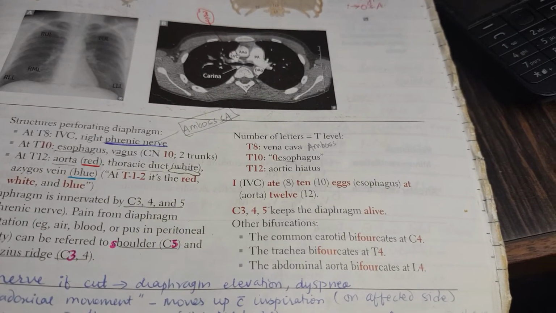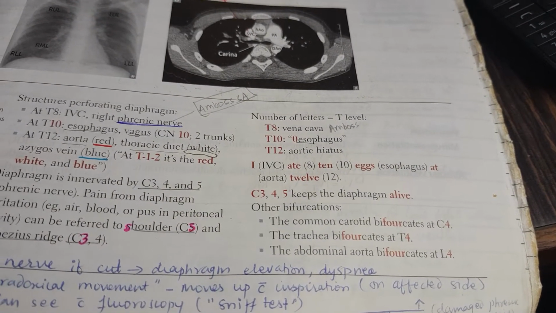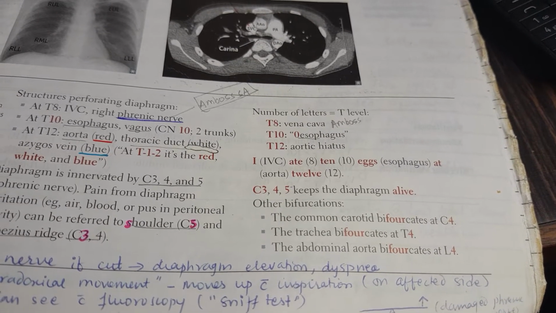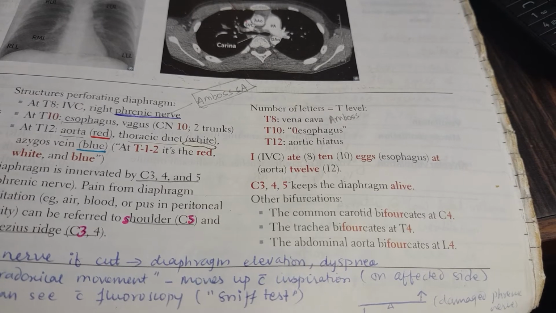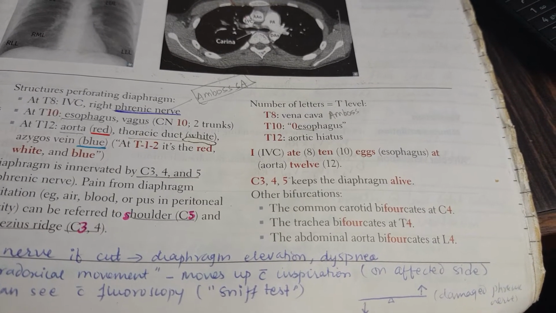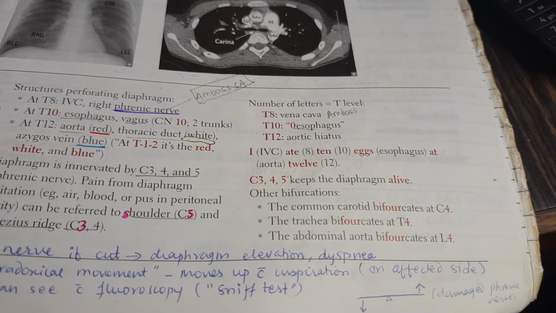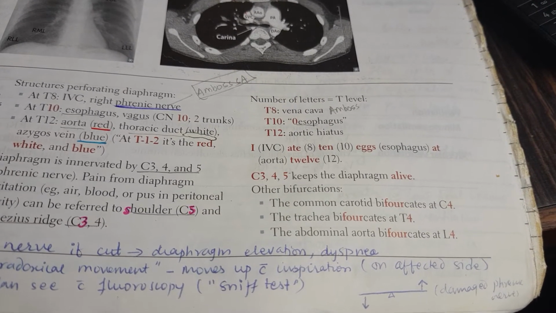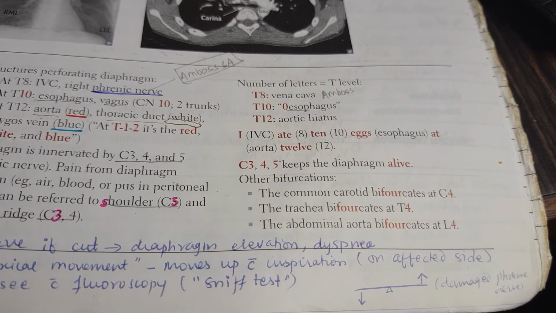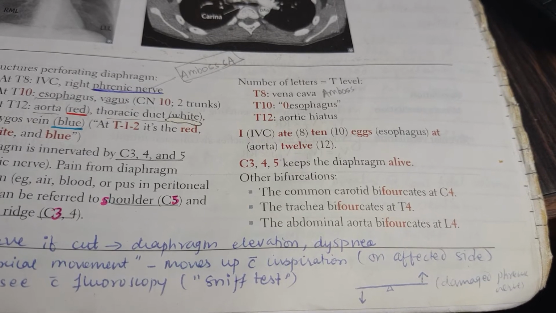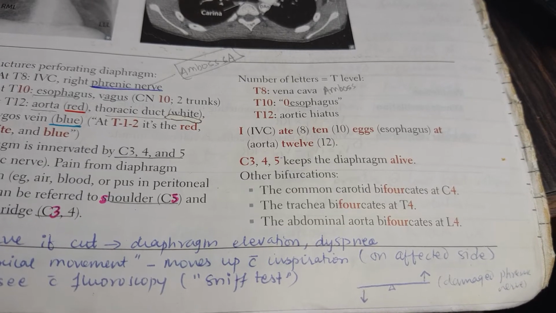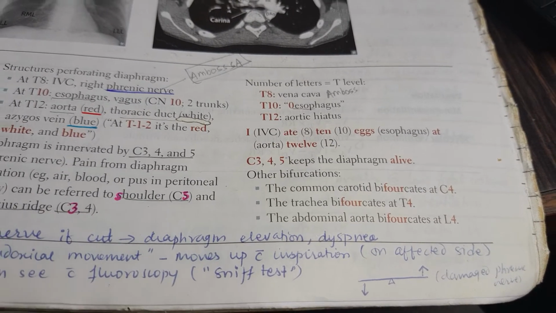They have made a mnemonic called T8 for vena cava. I don't know why they have made this mnemonic. Okay, so 8, 10, 12, whatever. So 8 is for vena cava, and 10 is for esophagus and vagus, and T12 is for three structures that are red, blue and white. Okay, red is for aorta, blue is for azygous vein, and white is for thoracic duct. Remember that. Other bifurcations are: common carotid bifurcates at C4, trachea bifurcates at T4, and abdominal aorta bifurcates at L4.